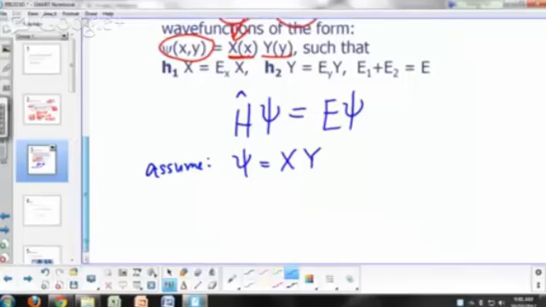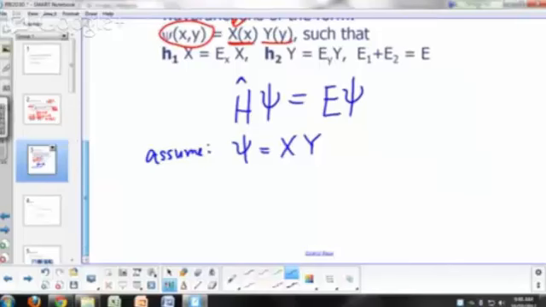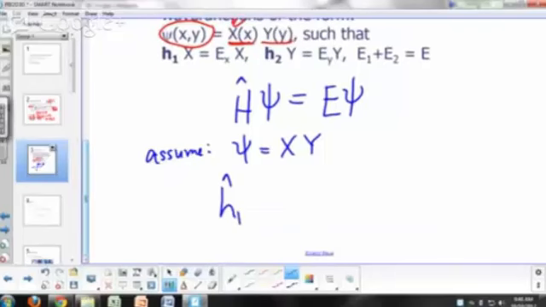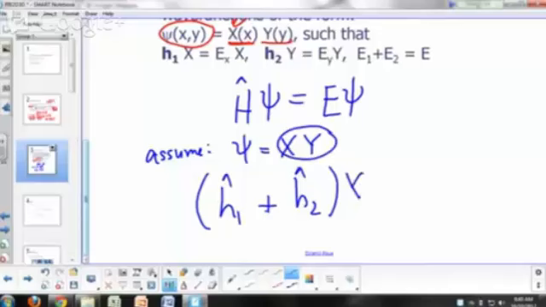And then we're going to write our H into two parts. A part we're going to call H1. H1 affects only the x variable, and the little H2 operator affects only the y variable. So we're going to apply that on psi. What's our psi? It's X Y, right? That gives you, so that's your H psi. That's equal to E psi.